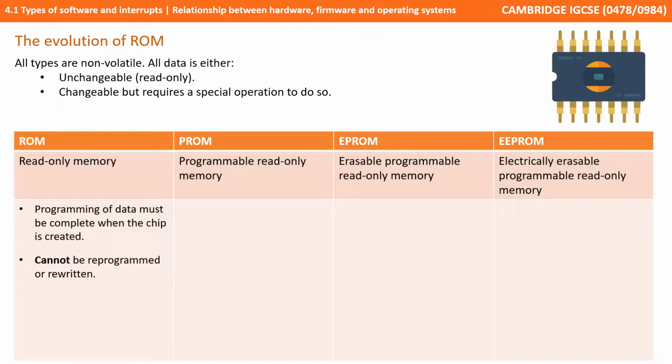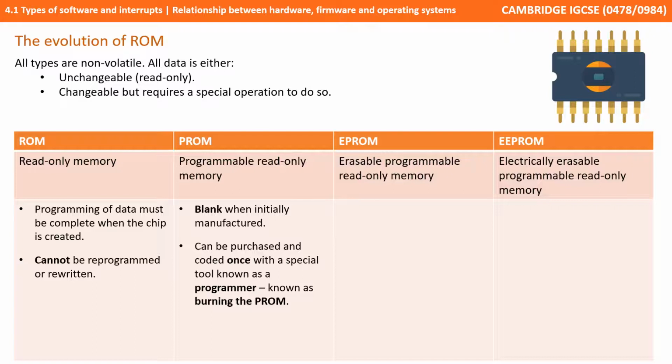Now, earlier in the video, we talked about ROM and we said it was read-only. But there are different types of ROM and they've evolved over time. They all share a couple of things in common. They're non-volatile, and all the data is either completely unchangeable, meaning it's read-only, or it's changeable but requires a special operation to do so. So the earliest version was simply called ROM, read-only memory. The programming of data for the ROM had to be complete when the chip was actually created and manufactured, and it couldn't be reprogrammed or ever rewritten.